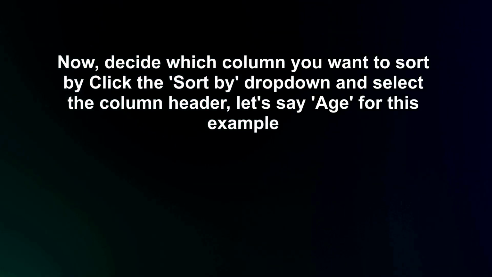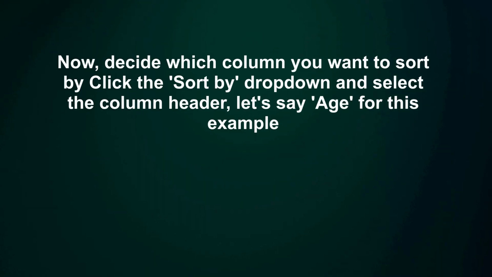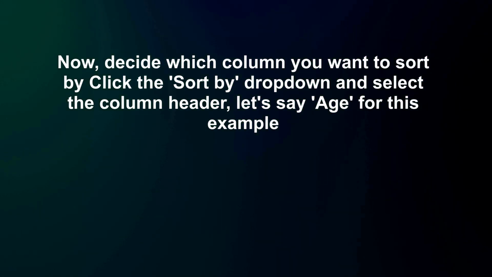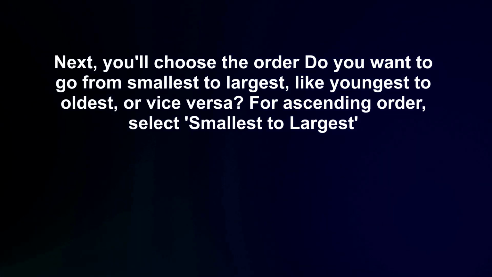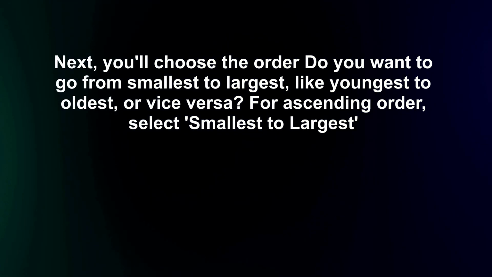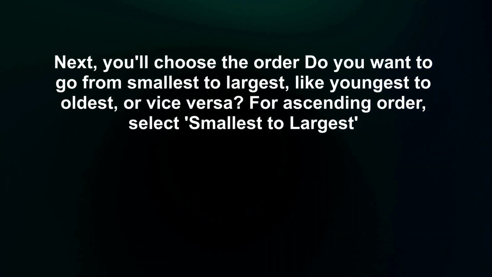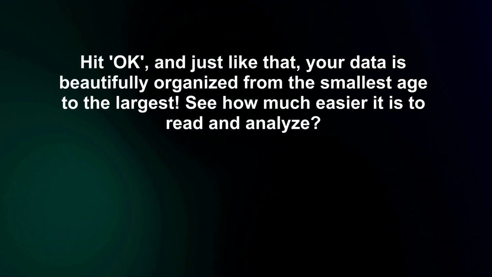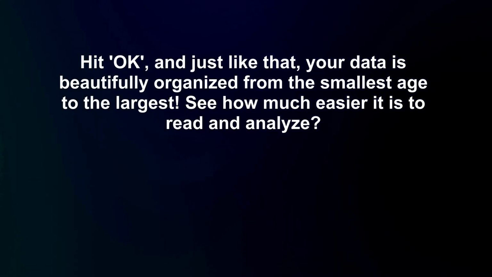Now, decide which column you want to sort by. Click the Sort By drop-down and select the column header. Let's say age for this example. Next, you'll choose the order. Do you want to go from smallest to largest, like youngest to oldest, or vice versa? For ascending order, select smallest to largest. Hit OK, and just like that, your data is beautifully organized from the smallest age to the largest.